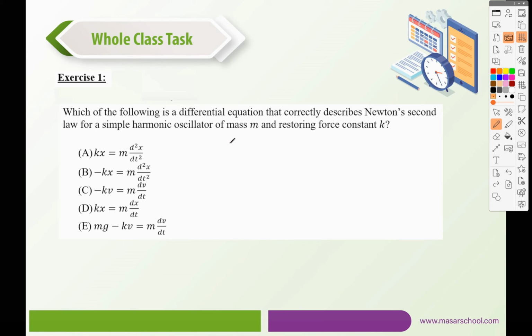Exercise 1: which of the following is a differential equation that correctly describes Newton's second law for a simple harmonic oscillator of mass m and a restoring force constant k? So we know that it's given by minus kx is equal to m a, which is minus kx is equal to m d square x by dt square, making B the correct answer.